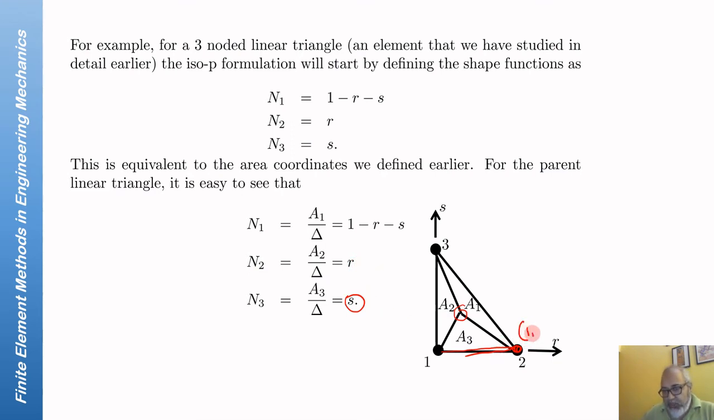So this point can be treated as your (1, 0). This point similarly can be treated as your (0, 1). And this point can be treated as (0, 0), because then when R and S both are 0, N1 is equal to 1, as it should be at this point. So the definition in case of a three-noded T3 element is N1 equal to 1 minus R minus S, N2 is equal to R, and N3 equal to S.